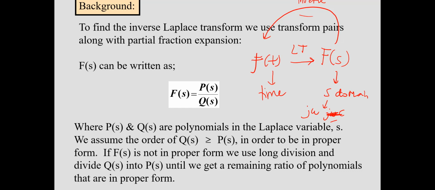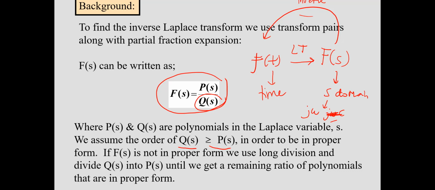So we can write the function in the s domain as P(s) over K(s), where P(s) and K(s) are polynomials in the Laplace variable s, and we assume that the order of K(s) is larger than P(s) in order to be in proper form. So we can find the inverse Laplace transform by using the Heaviside and another method.